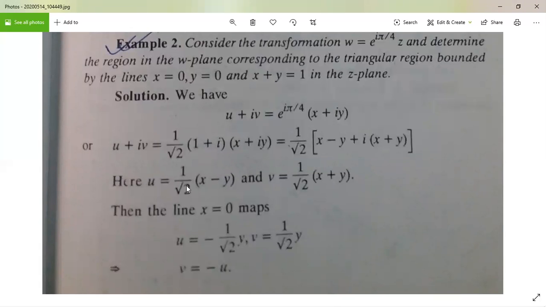Now, for the mapping x equals 0, when we take the value x equals 0 in u and v, we get u equals minus 1 by root 2 y and v equals 1 by root 2 y. Similarly, v equals minus u.